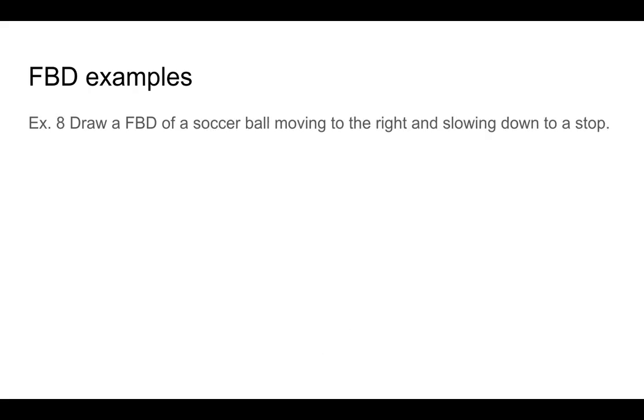All right, example number 8, we're going to draw a free body diagram of a soccer ball moving to the right and slowing down to a stop. This is kind of like the other example, but it's a little bit easier to wrap your head around, okay? So again, we have our soccer ball. The soccer ball is on the earth. So again, we're going to draw in our force of gravity on our free body diagram.